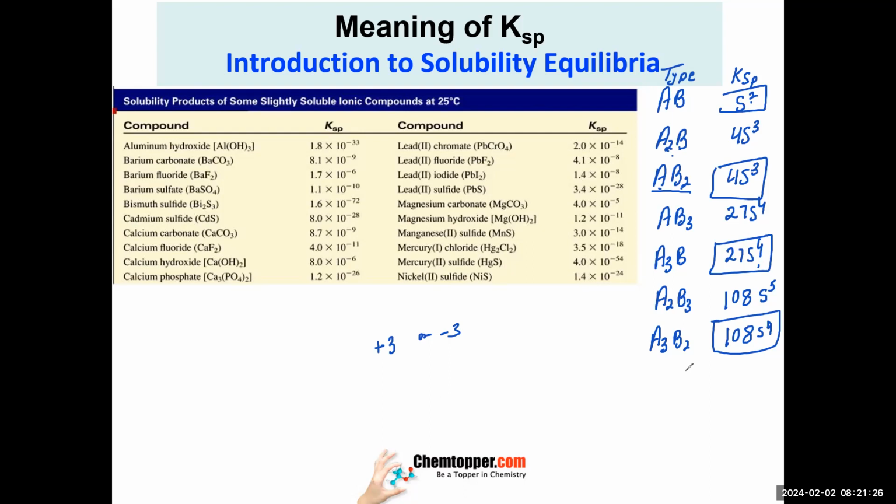Yes, you're right. But here, the Ksp expression is the concentration of A2+ raised to power 3 times the concentration of B3- raised to power 2. You are getting 3 A, so it will be (3s) raised to power 3. This 3 is also in the parenthesis. And how many B3- are you getting? 2. See this 2 number? So it will be (2s) raised to power 2. When you solve this, 3 cubed and 2 squared, you'll get 108.